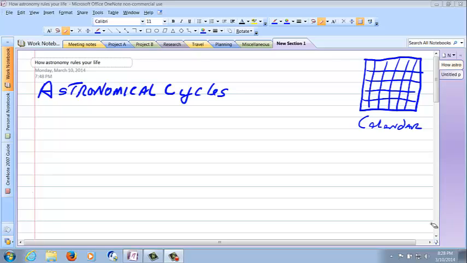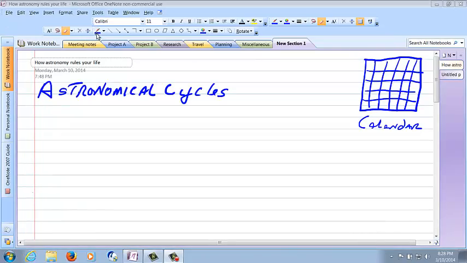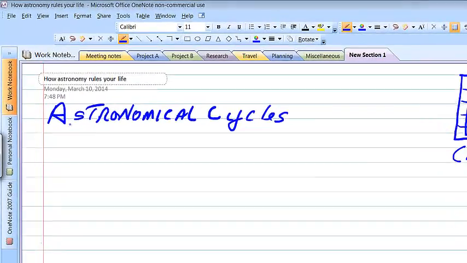Okay, we're going to give you some notes on how astronomy rules your life. Whenever I start this discussion, students, of course, think that there's no possible way that astronomy could rule their life, but give me a few minutes and I might be able to prove it to you. If you look over here in our right-hand corner, you'll see a little drawing of a calendar. The question I want you to ask yourself is, how did we come up with all this stuff? Well, believe it or not, it's all based on astronomical cycles. So let's talk about what goes on.